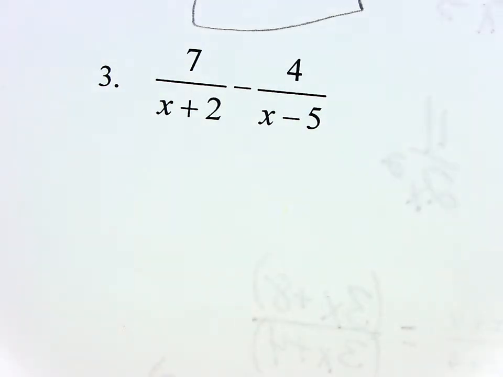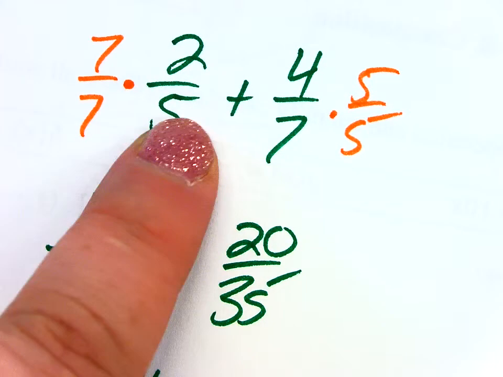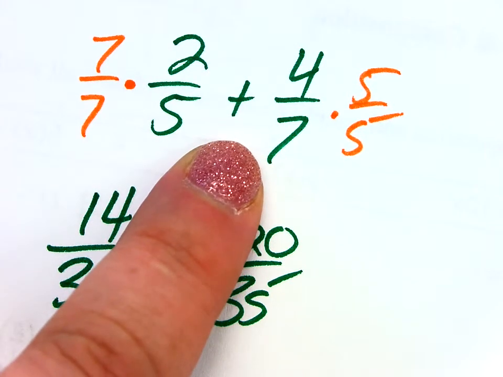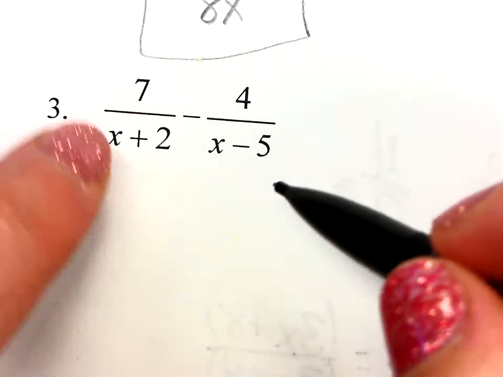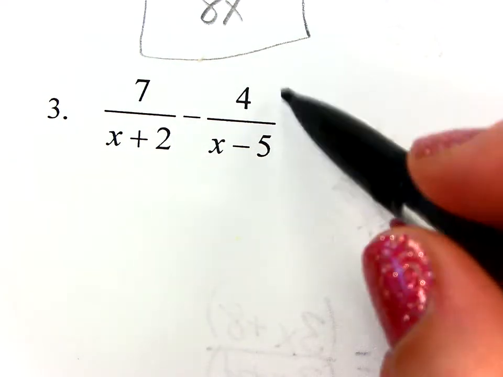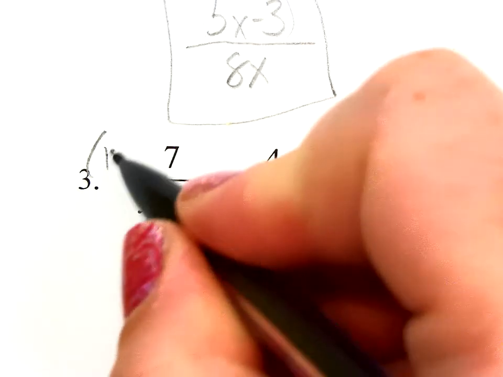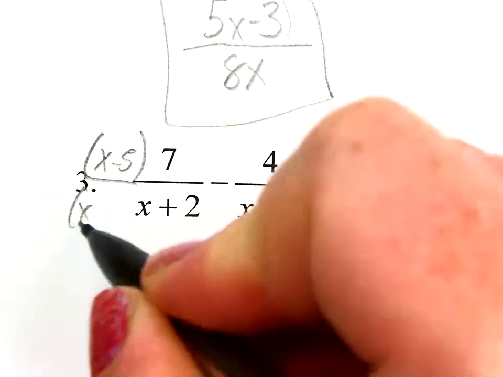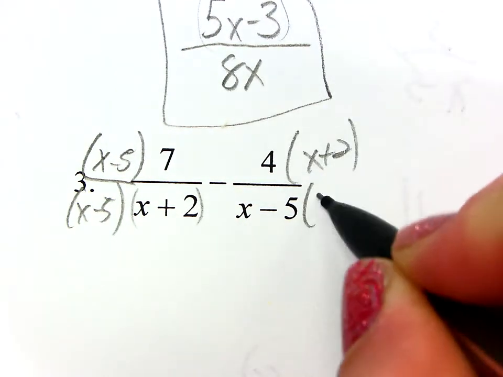Let me refresh your memory when it was just easy numbers. When you had a 5 and a 7, to get common denominators, what do we do? We multiply them by each other. You're going to do the same thing here. So in other words, this side needs to be multiplied by x minus 5 on top and bottom, and this side needs x plus 2 on top and bottom. It gets a little messy here, but I'm going to multiply by x minus 5 over x minus 5, and by x plus 2 over x plus 2.